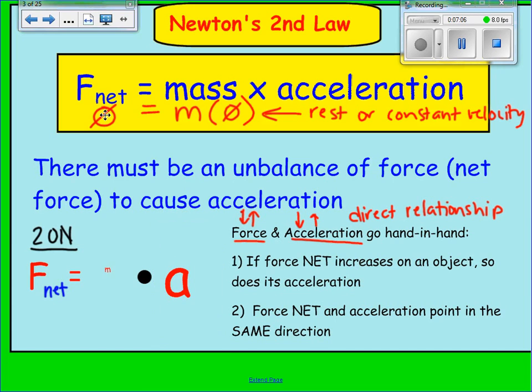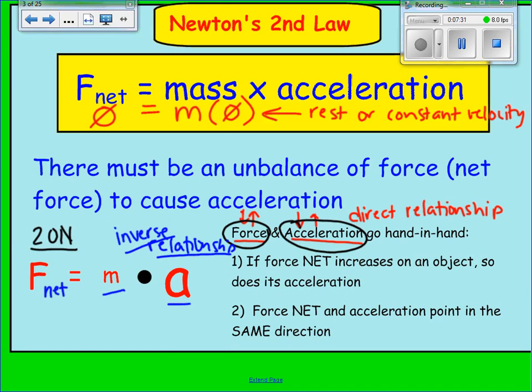So we said that force and acceleration have a direct relationship. What would the relationship be between the mass and the acceleration? Well, when one gets bigger and another gets smaller, in math we call that an inverse relationship. So mass and acceleration have an inverse relationship with each other. As one gets bigger, the other gets smaller in order to make sure the net force remains constant.